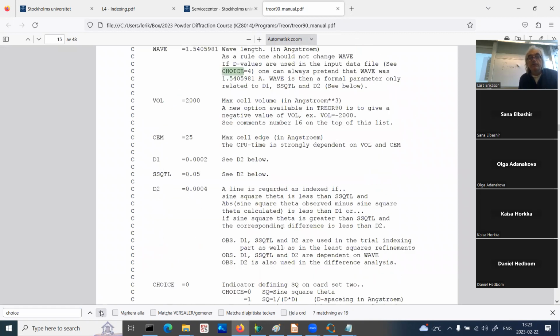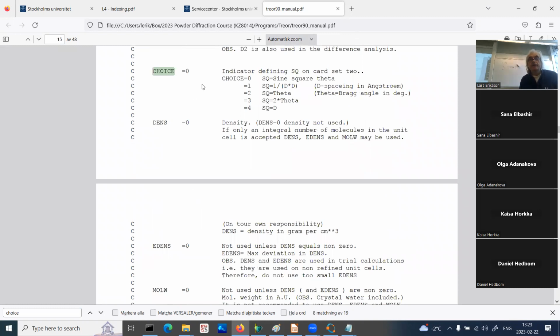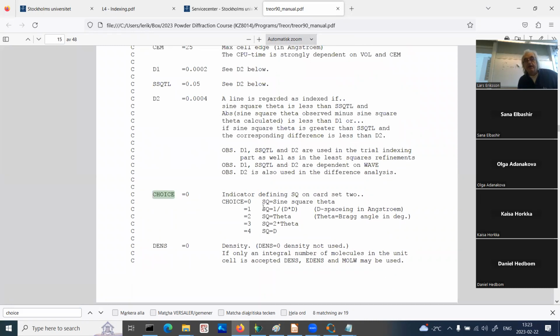Where is it? It says in the list of keywords down here. 0 means sine squared theta. This is the default if you don't give any choice parameter. 1, 2, 3. 3 is 2 theta, and 4 is d values. This is a very old-fashioned way of giving keywords, but still it works.